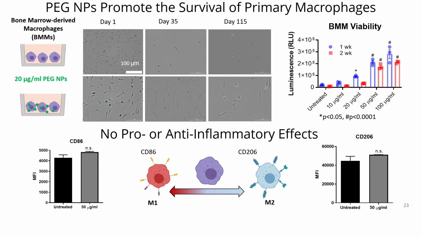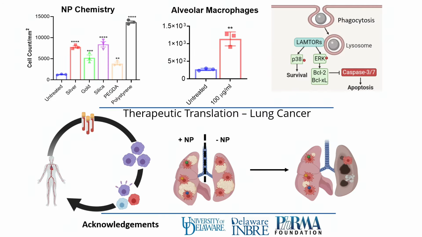And obviously, we've tracked some pro or anti-inflammatory markers that you see in the bottom, and we don't see any major changes in those. These are just select markers, but we've screened a wide range of markers, and this is really the benefit of using a material like polyethylene glycol-based nanoparticles. Next slide, please.